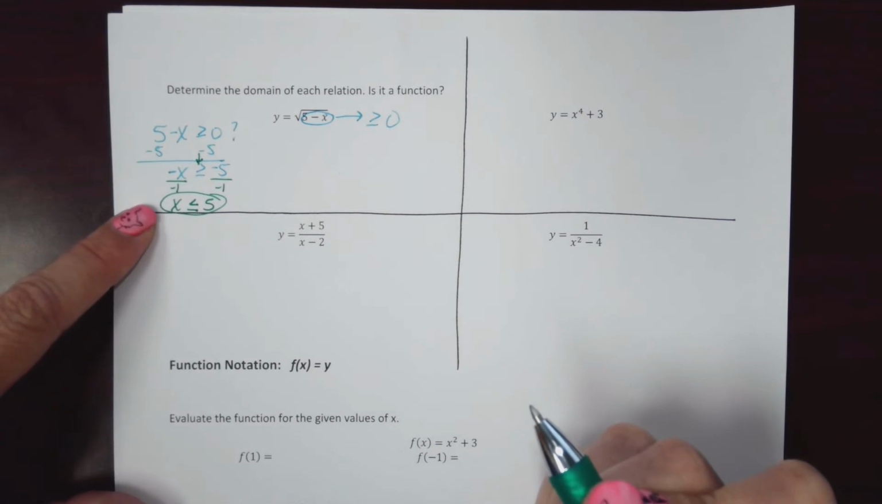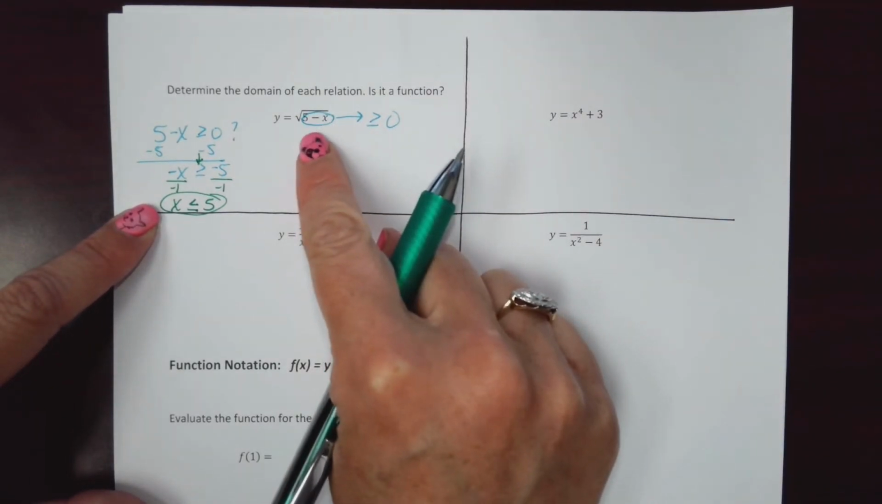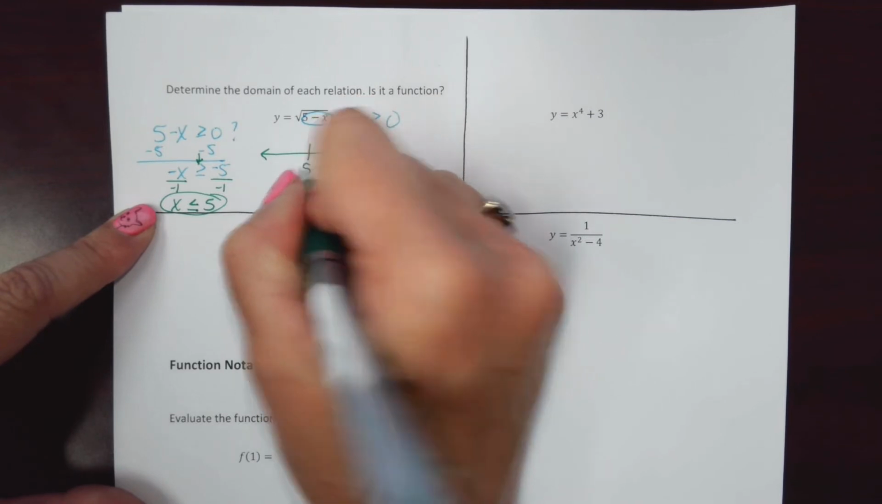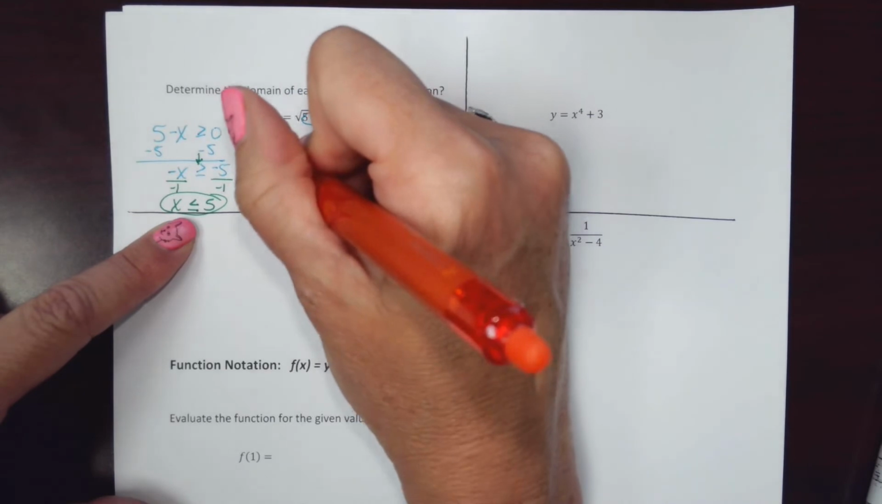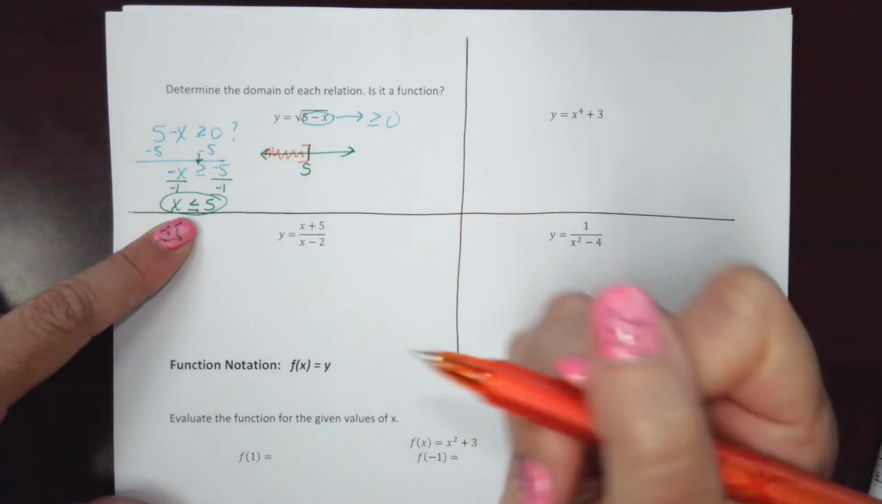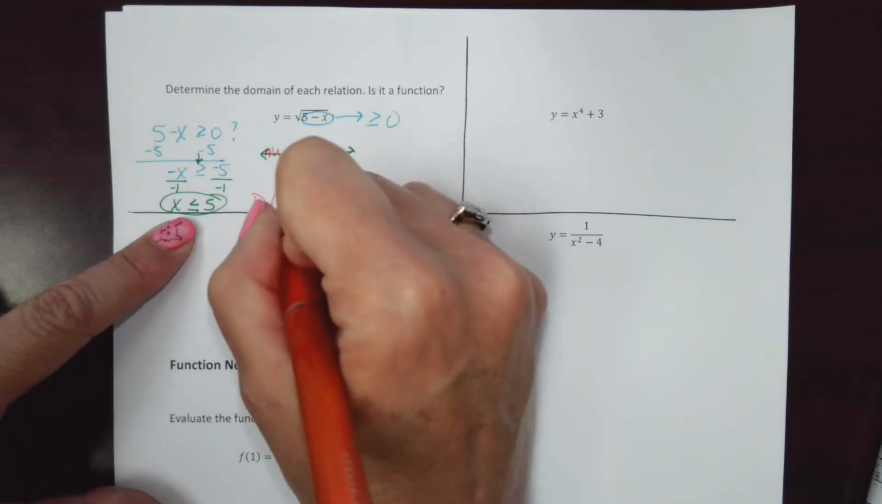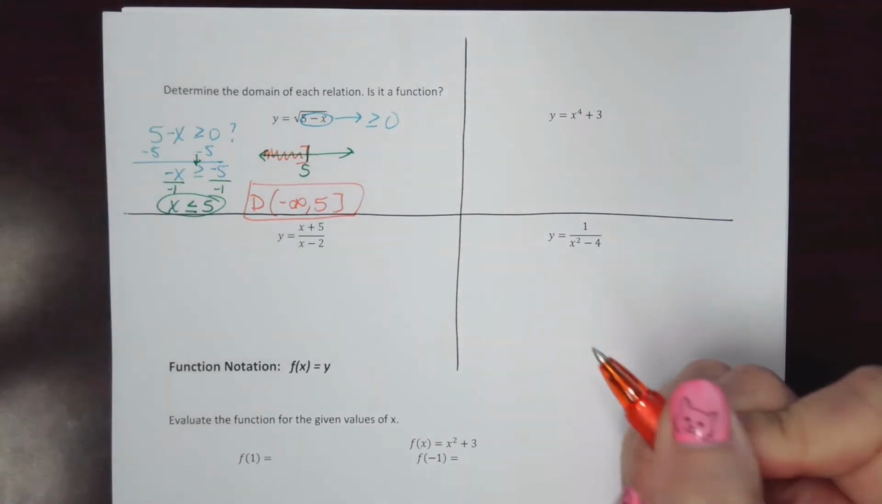These are going to be the values that make sure that I have a positive number or 0 in my radicand. So what does that look like on a number line? Well, my boundary value is 5, and I want values less than or equal to 5. So over here, up to and including 5. So my domain is going to be values from negative infinity up to and including 5. That's the domain of this function.